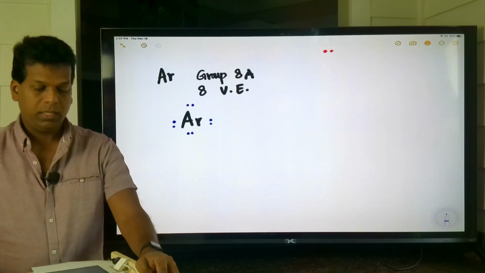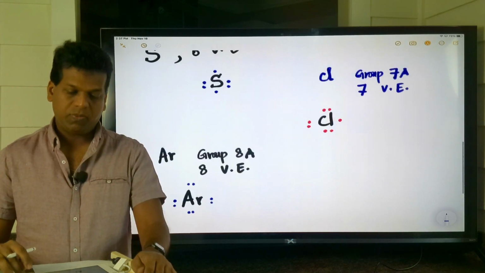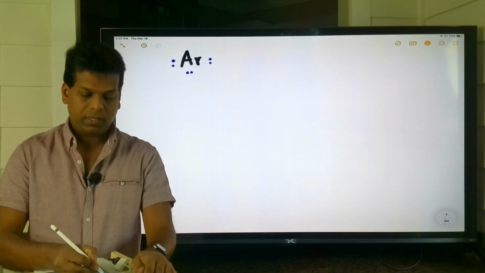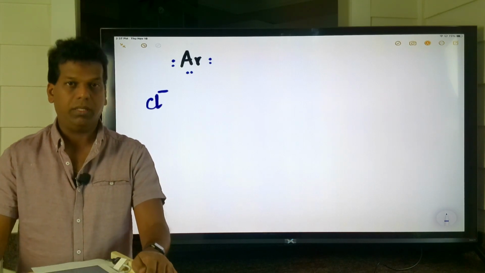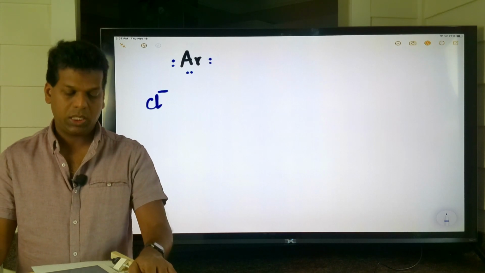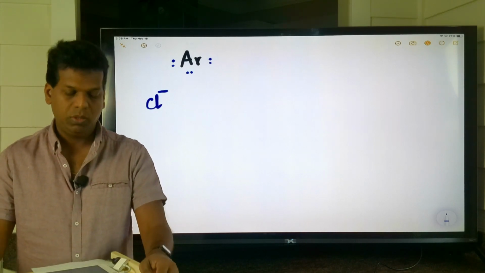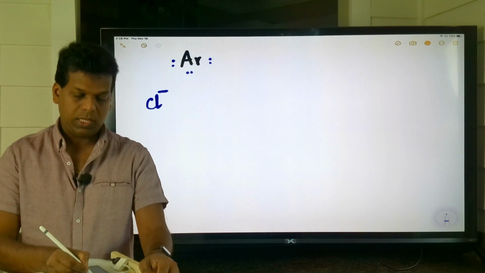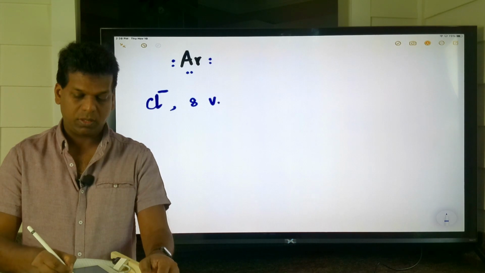So that is the Lewis dot structure for argon. You can do the same for ions if you want. Let's take this one, Cl minus. This is the anion of neutral chlorine, so it has 1 extra electron compared to neutral chlorine. Another way to say it, this has 8 valence electrons.